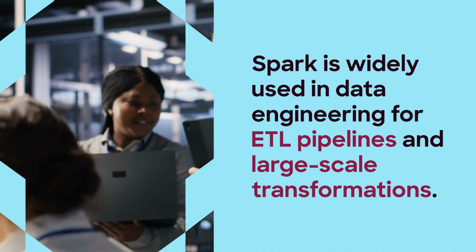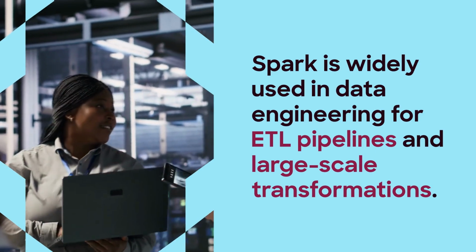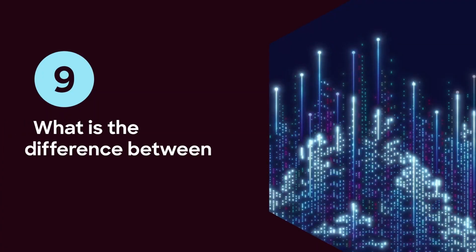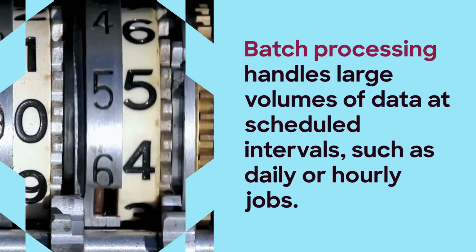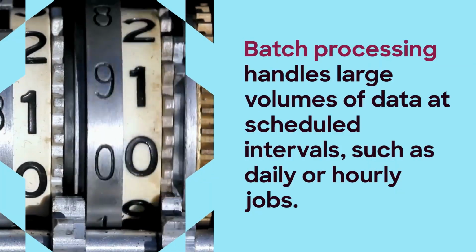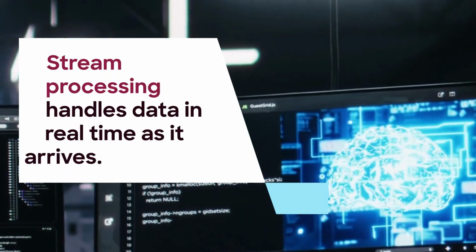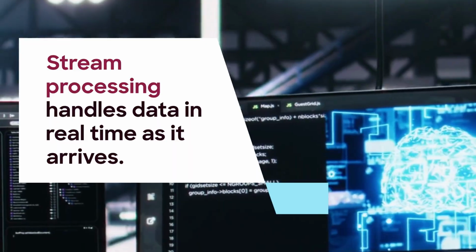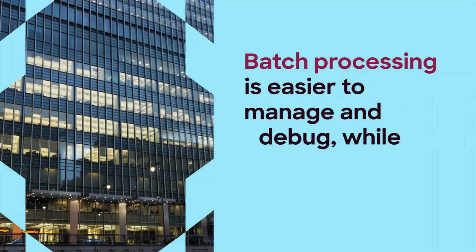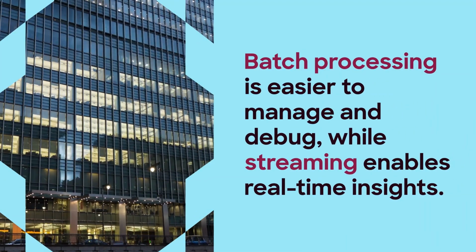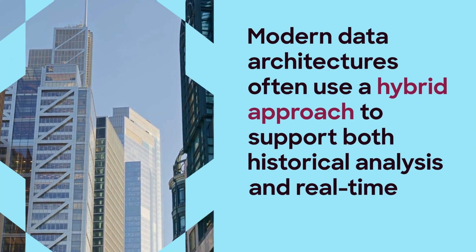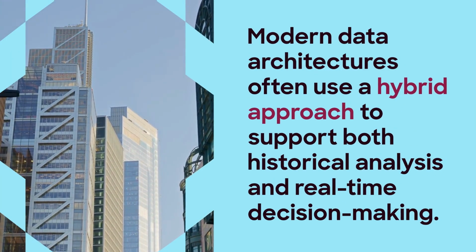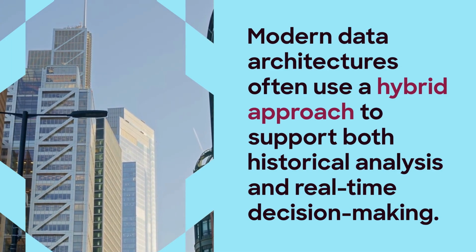Spark is widely used in data engineering for ETL pipelines and large-scale transformations. 9. What is the difference between batch processing and stream processing? Batch processing handles large volumes of data at scheduled intervals, such as daily or hourly jobs. Stream processing handles data in real time as it arrives. Batch processing is easier to manage and debug, while streaming enables real-time insights. Modern data architectures often use a hybrid approach to support both historical analysis and real-time decision-making.